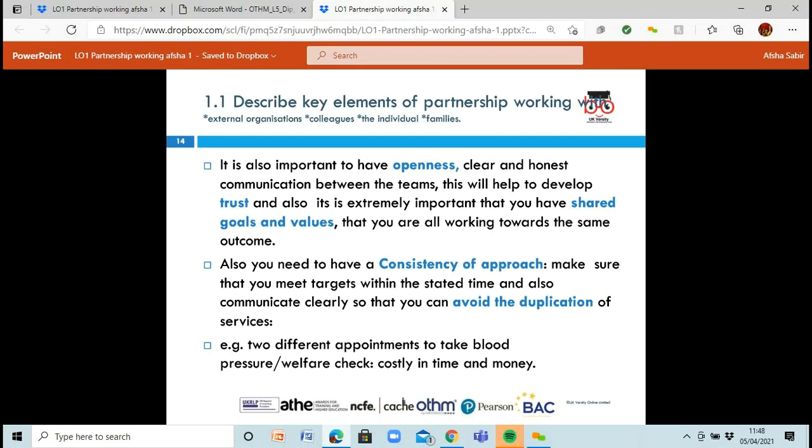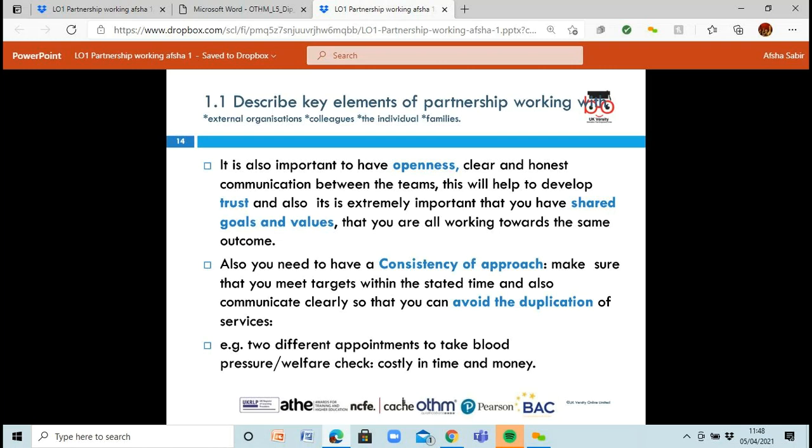Make sure you're consistent. So if you say you're going to do something, if you're going to meet a target, do it. Because if you're not following your points, then another person's falling back that's waiting for you. So try and do everything as consistently as you can. If you can't do it, let them know that I'm going to be late. Make sure you communicate.